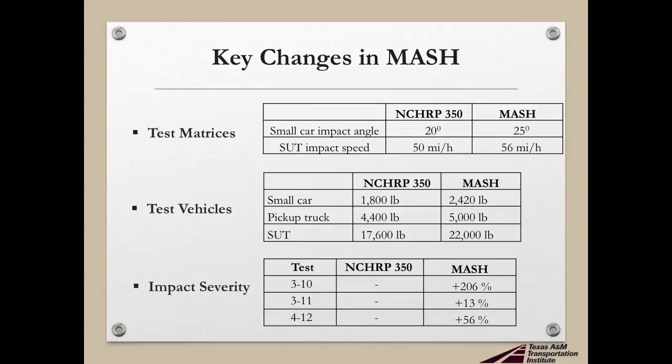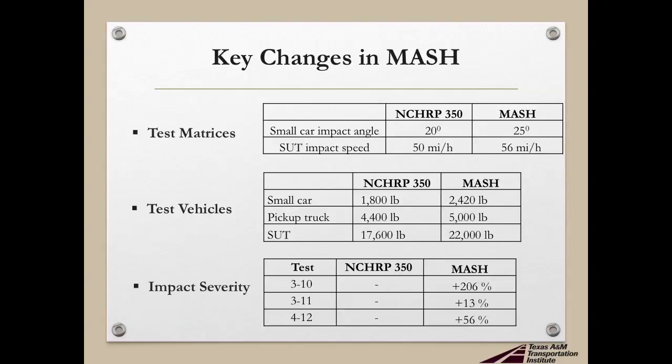So what are some of the other changes? There are some other changes that are significant in regard to the test matrices. Previously, the small car impact angle, when we were evaluating a barrier in terms of impact performance, was 20 degrees, and that's been increased to 25 degrees. And that's a reflection of the crash data that we've seen out in the field. So there was a review and analysis of real-world crash data, and we're trying to adopt test matrices and impact conditions that reflect that real-world crash data.